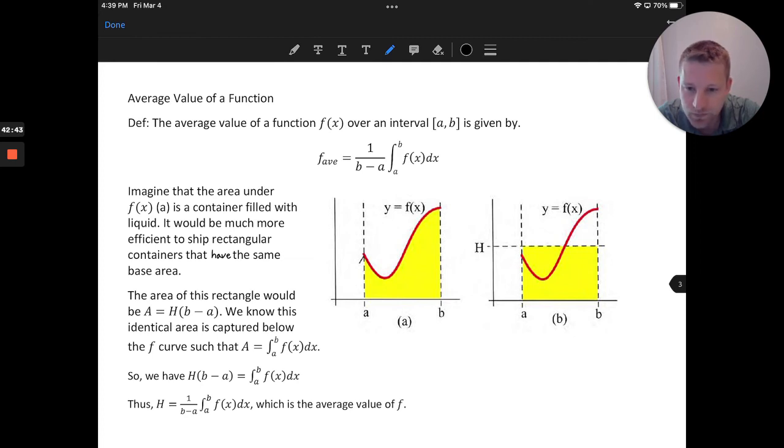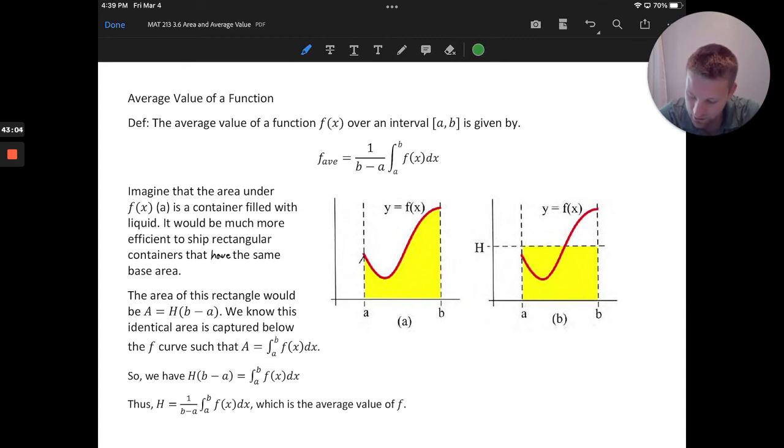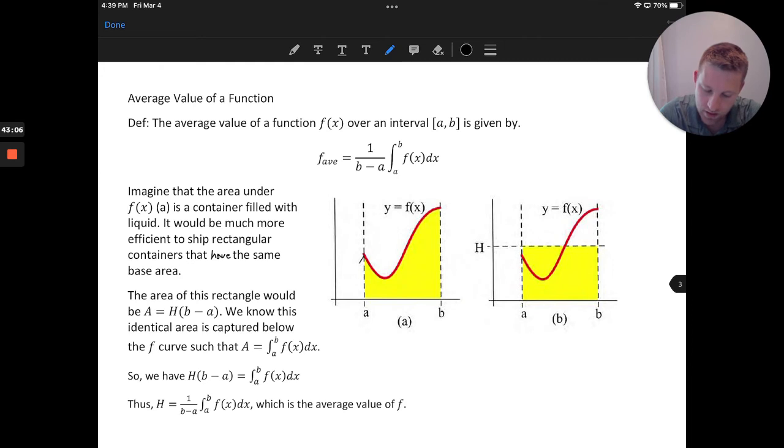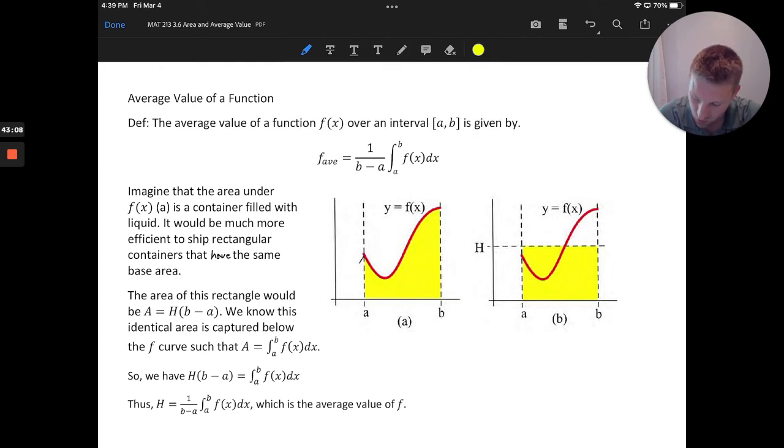would be the area of that rectangle there. So we know that that same area could be represented with our integral. So that same area in yellow is represented by the integral from a to b of the f of x dx function. So in other words, we get the relationship that our integral from a to b of the function is equal to that area of h times b minus a.